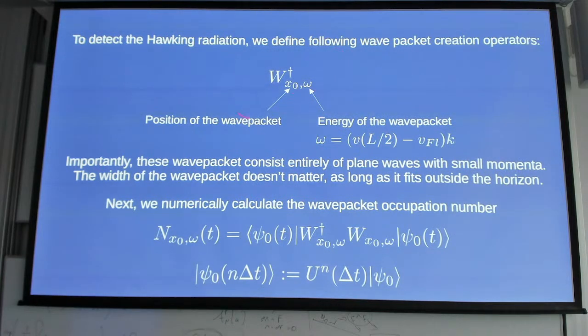And I make these wave packets with small momenta, so these are superpositions of plane waves with momenta near zero. And of course, when you define a wave packet, you have to define a width, but it doesn't matter. As long as the wave packet in space fits between the black and white hole horizon, it's fine. The width doesn't matter too much.